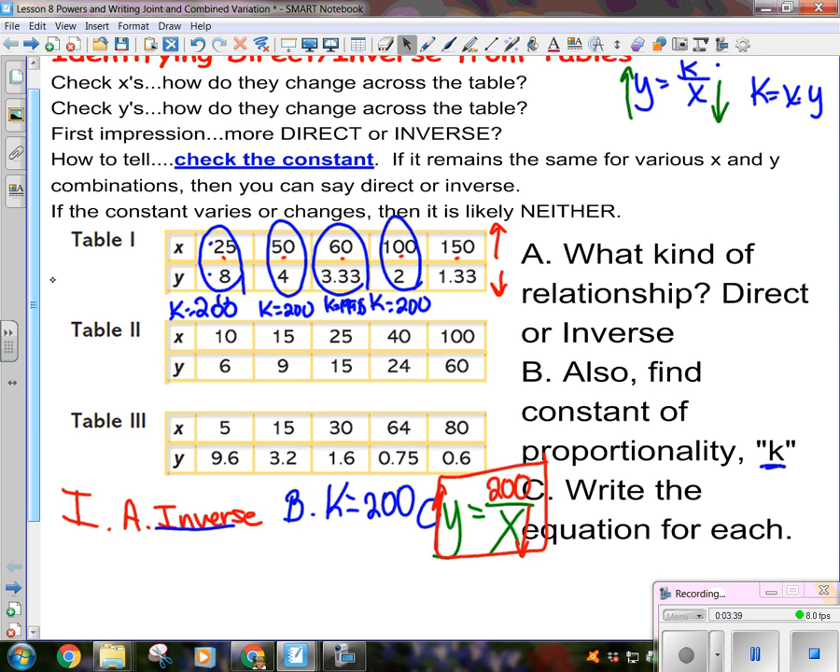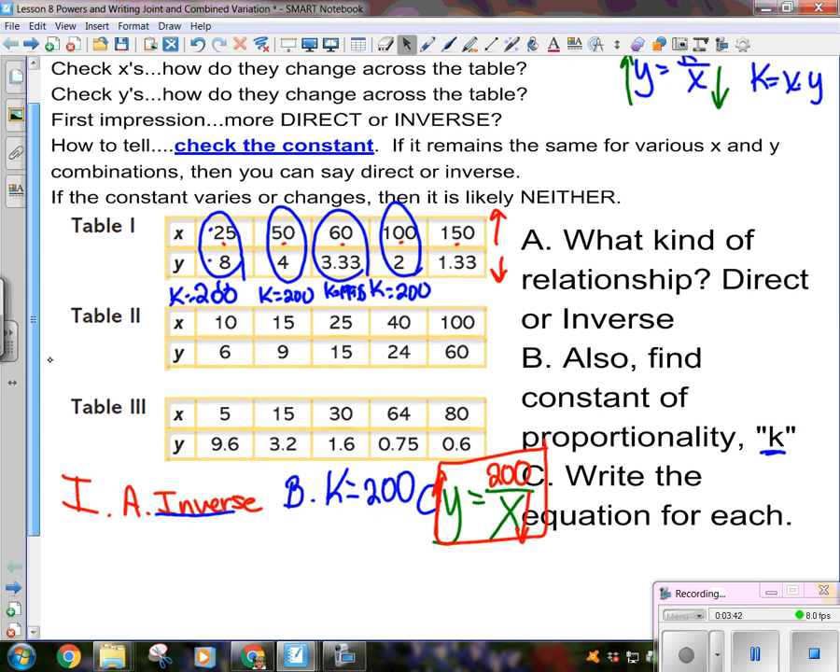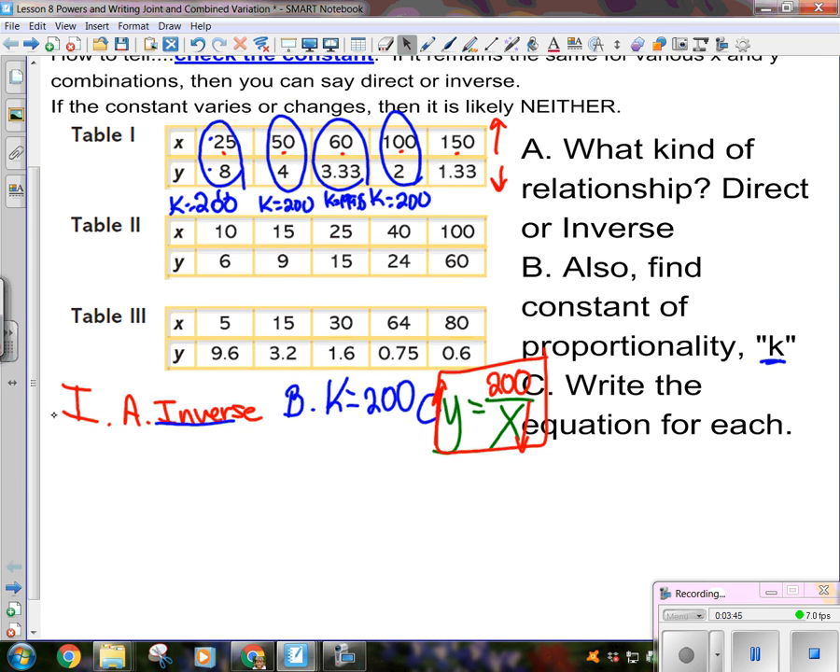Okay, how about table 2? Just table 2, check your x's. What's going on with my x's? Go across your table. 10, 15, 25, 40, 100. They're going up. 6, 9, 15, 24, 60. What are my y's doing? Going up. Okay, which relationship is one goes up, the other goes up? Direct, right? So for table 2, it's looking like it's direct. Now, it may not be direct, but it looks like direct. So how do we check for sure? Check the constant.